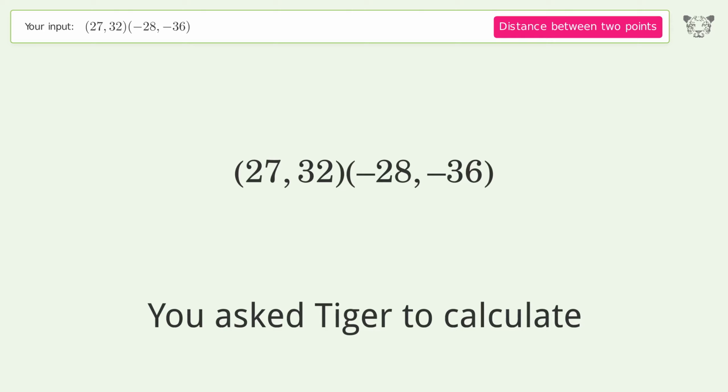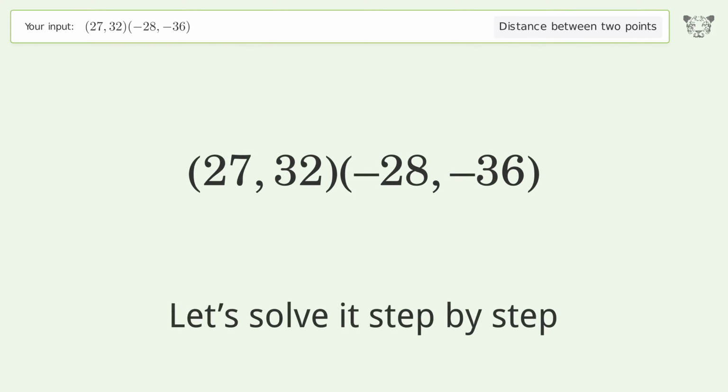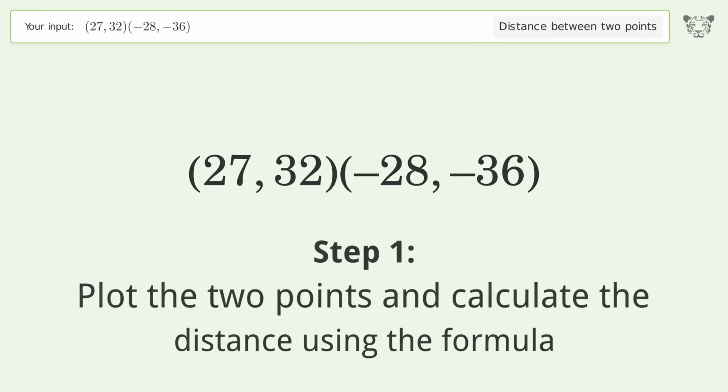You ask Tiger to calculate. This deals with the distance between 2 points. The distance between the 2 points is the square root of 7,649, or 87.459. Let's solve it step by step. Plot the 2 points and calculate the distance using the formula.